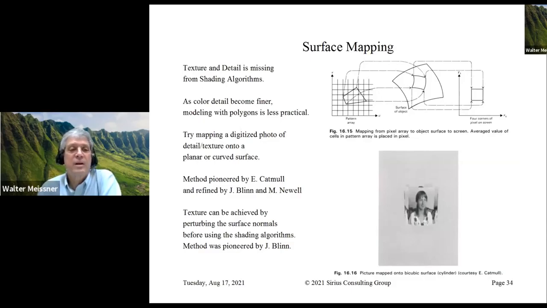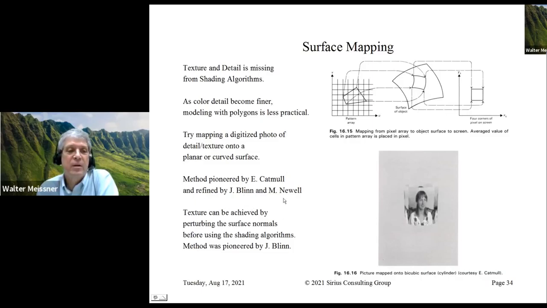Now, all this stuff is all smooth shaded, but there's detail left out, and one way to put in some detail is to do texture mapping from a digitized photograph or some texture detail, and they basically map it. If this part is the pattern array, it gets mapped onto the surface, and then it gets mapped onto the observable screen. So down here is an example of a photograph mapped onto a bicubic surface that's a cylinder. And this is courtesy of one of the pioneers, Edwin Catmull.